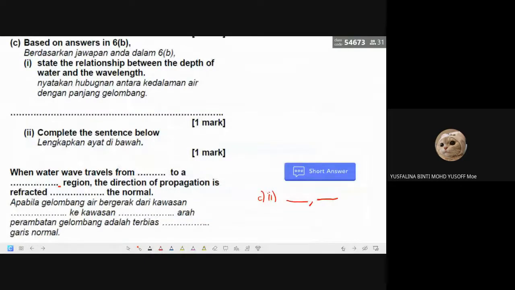Alright, so state the relationship between the depth of the water and the wavelength. Okay, so directly proportional. Here what you can say is, the deeper the depth of the water, the higher the wavelength. Okay, so that's the answer. Or some of you put directly proportional, that also can. Okay, so that's an answer.